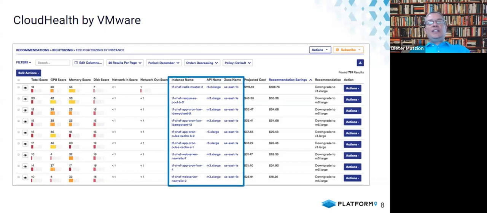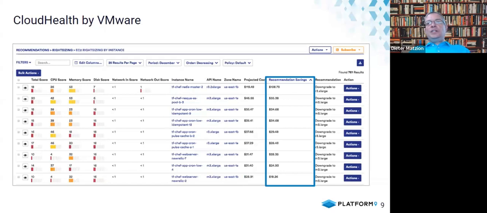Next, we see the instance name. So this is the name that the engineer gave the virtual machine. We also see the API name, which is the type and size of the virtual machine, and the zone in which the virtual machine is running. So this is good information. It is actionable. But keep in mind that it does not show the owner. So not the engineering team, the engineering leadership, the business unit, the cost center, any of this kind of information, and that will become interesting when we go into the pros and cons.